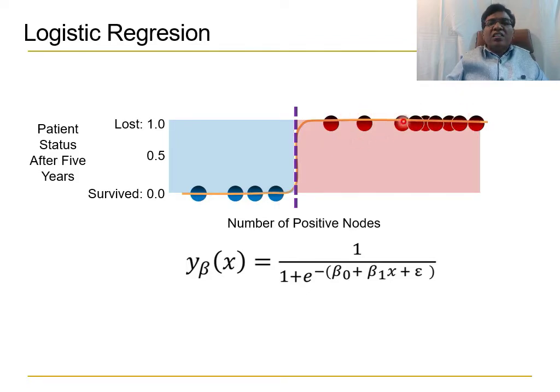The red dots are representing the lost. The blue circles are representing the survived. So here number of positive nodes are computed with this formula. So this curve predicts patient status after 5 years.